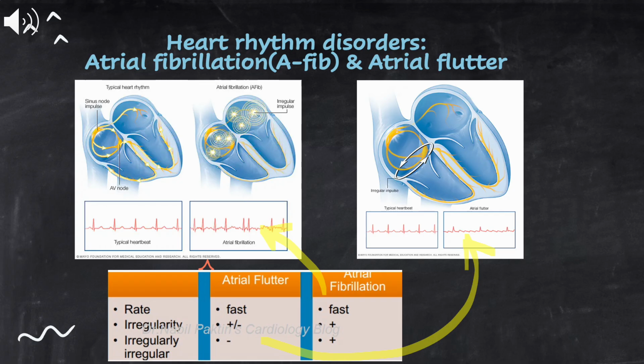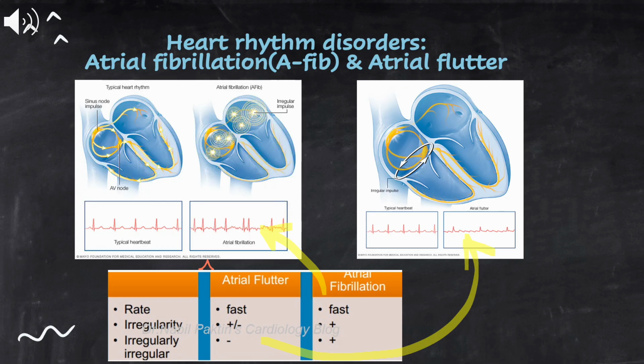Because the atria are not contracting effectively, blood can pool in the atria, which significantly increases the risk for clot formation and stroke. This stroke risk is one of the most important concerns associated with AFib.